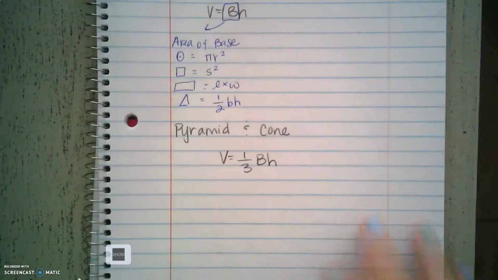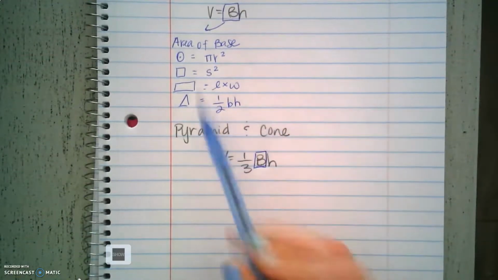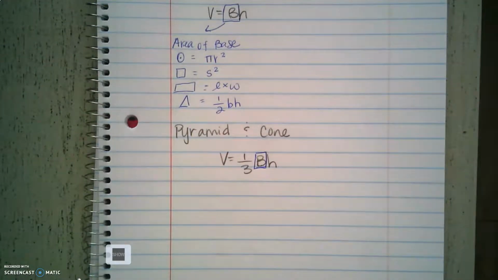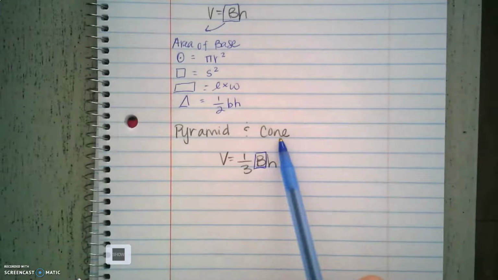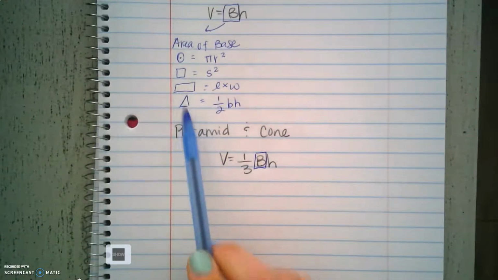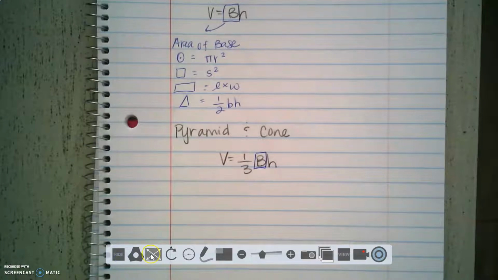Pyramids and cones function that same way, except we have 1/3 of that area of the base times the height. And very similarly, this area of the base is going to follow these same areas, depending on what that base is going to be. Of course, for a cone, we'll have a circular base, and my pyramid could function with either one of these bases. So let's take a few minutes and look at some examples, refresh our memory here.